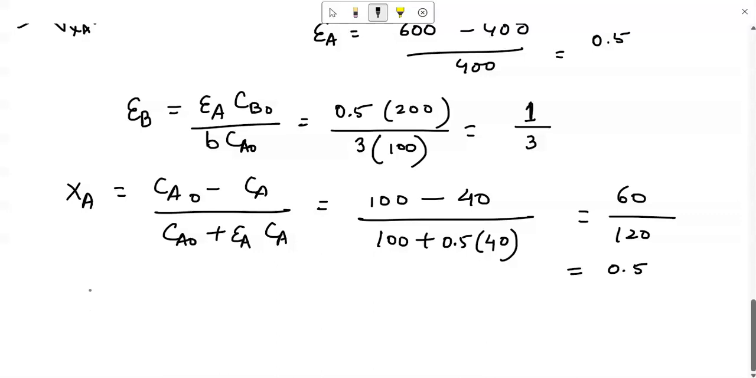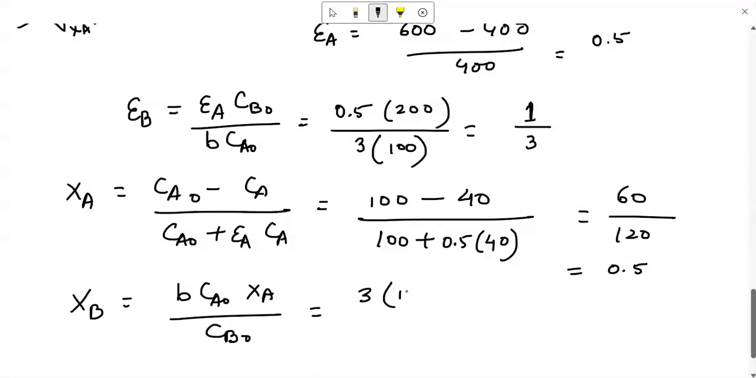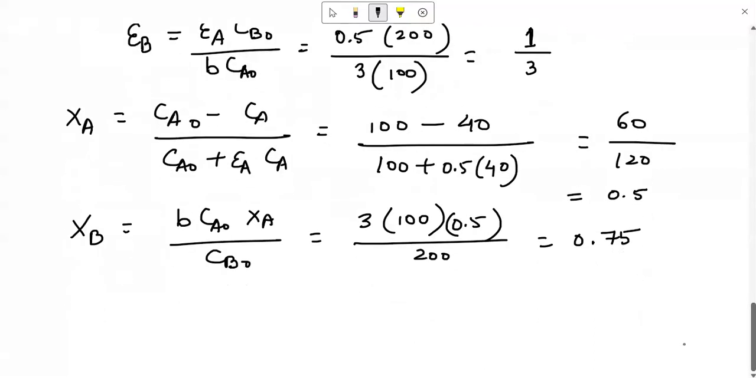Now coming to B, let's find out what Xb is. The formulation is b Ca0 Xa by Cb0. If you plug in the values, small b was 3, Ca0 was 100, Xa we have just found as 0.5, divided by Cb0, which is 200. Then we'll get 0.75. So B undergoes 75% conversion.